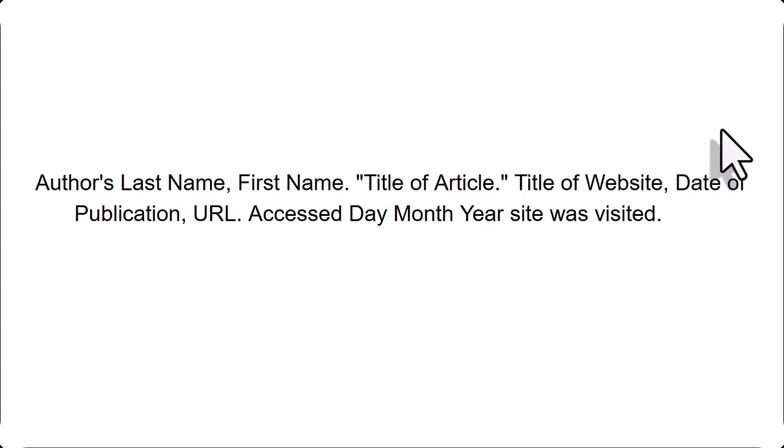If you are trying to cite a newspaper website, such as the Wall Street Journal or Press Reader, you will need to create a citation for the articles you find. An MLA citation from an online newspaper contains the following information: the author's last name and first name, the title of the article, the title of the website, the date the article was published, and the URL. You'll also add the day, month, and year that you visited the site.